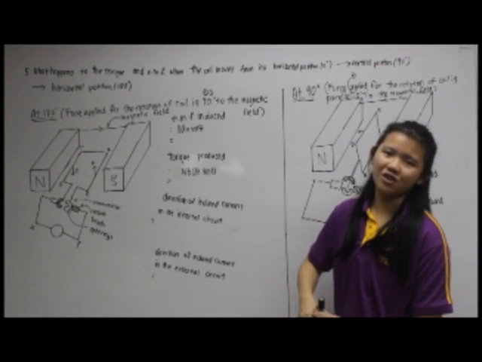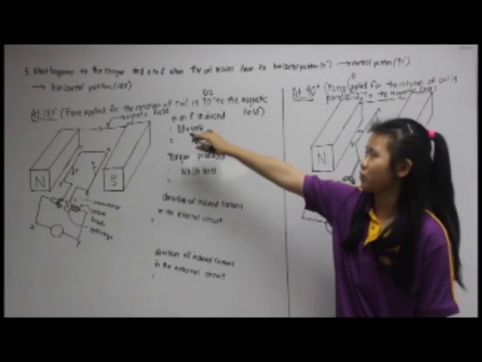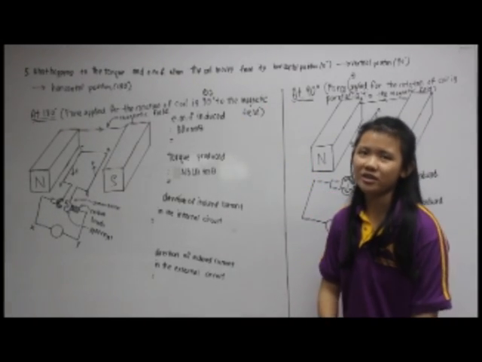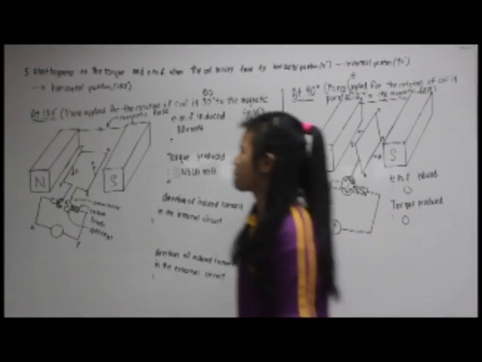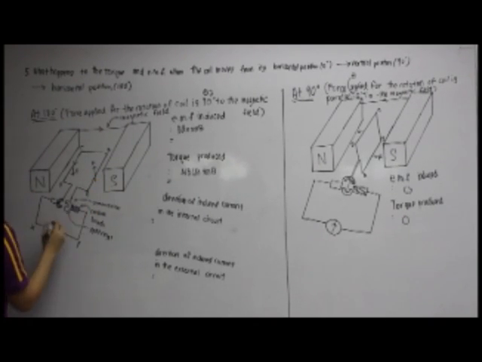So again, the coil is in its horizontal position. So the force applied for the rotation of the coil is 90 degrees to the magnetic field. Using Fleming's right-hand rule, the direction of magnetic field, force applied, and the direction of current is this way. Same thing, magnetic field, force, and the direction of current. So therefore, we can find the direction of current in the external circuit.